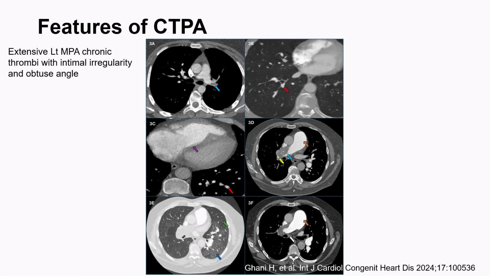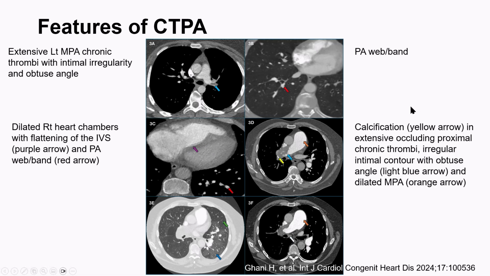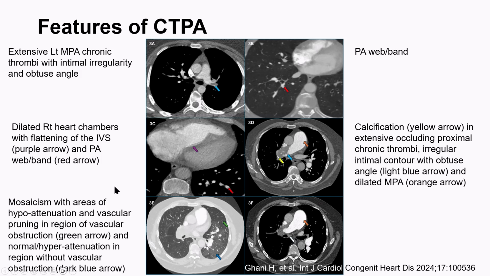Also, this is the left main pulmonary artery with chronic thrombi, intimal irregularity and obtuse angle, and PA web and band like this. There are dilated right heart chambers with flattening of the interventricular septum, and calcification in extensive occluding proximal chronic thrombi with irregular intimal contour of obtuse angle. There is mosaic attenuation with areas of hypoattenuation and vascular pruning in the region of vascular obstruction, and this dilated pulmonary artery with the dilated main PA like this.